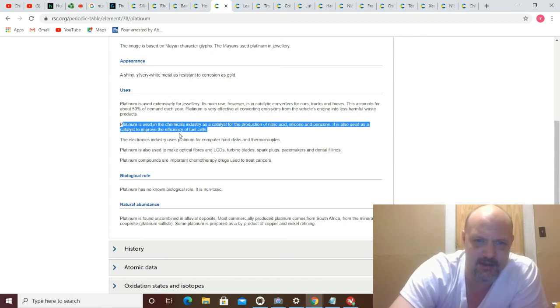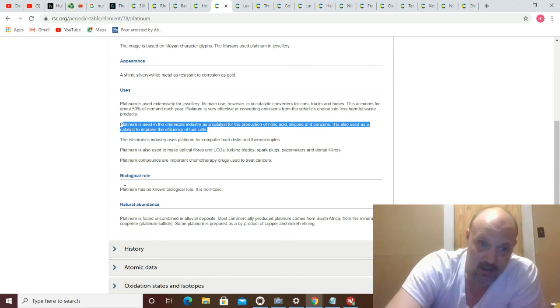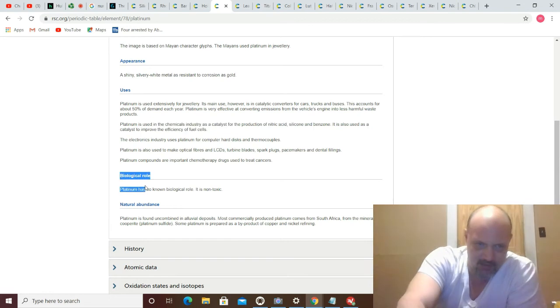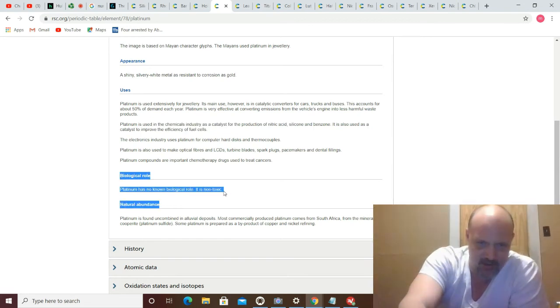It's used in the chemical industry as a catalyst for production of nitric acid, silicone, and benzene. And there's more, like optical fibers and LCDs, turbine blades, spark plugs, pacemakers, and dental fillings. Platinum components are important chemotherapy drugs used to treat cancer. I'm not even going to get into my opinion on all that. Anyway, no known biological role, and it is non-toxic.